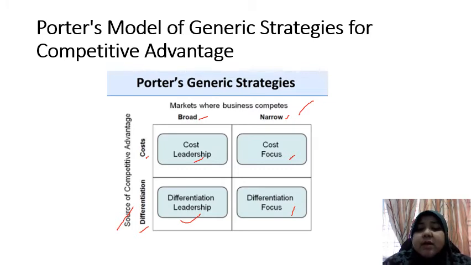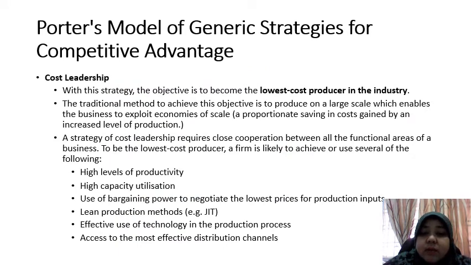Cost focus ni macam mana? Dengan differentiation focus. Contohnya sekarang vacuum cleaner. Mana vacuum cleaner yang menjadi pilihan orang ramai sekarang? Vacuum cleaner yang tak ada kuat bunyi, vacuum cleaner yang wireless, vacuum cleaner robotic. So that is focus. Robotic yang boleh set masa, robotic yang boleh set macam-macam lah. So that is cost focus. So yang ni nanti kamu baca Porter's generic dia punya explanation.